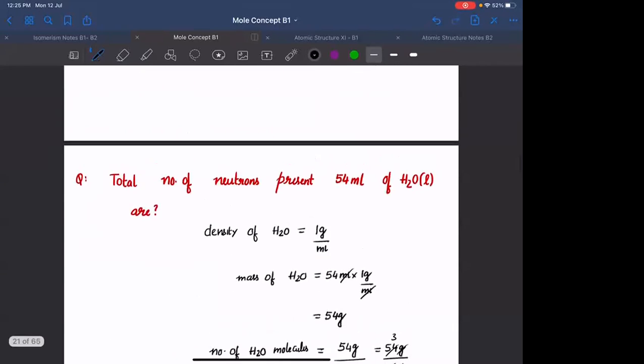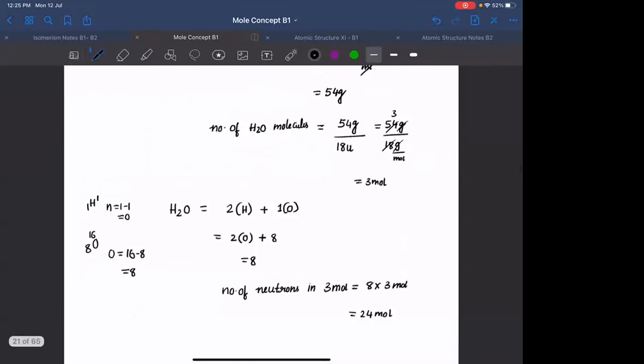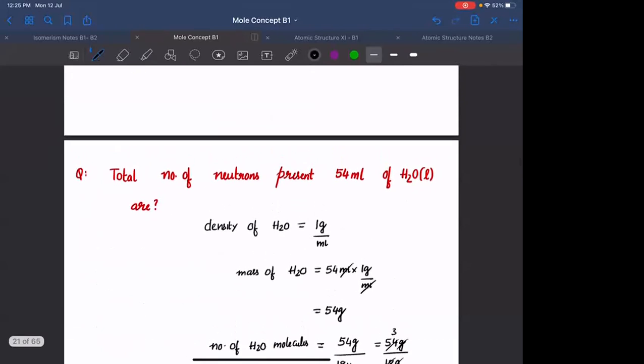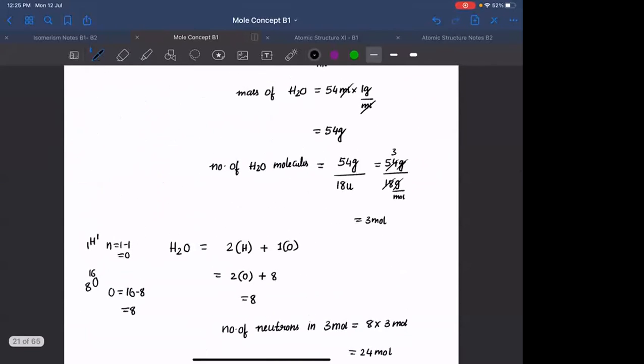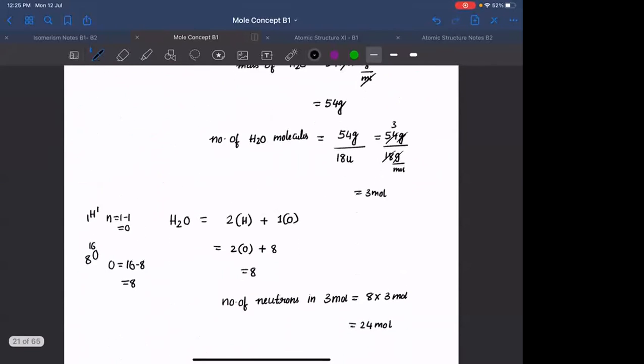I hope these questions are easy for students who are doing this for the second time. But for the students who are doing it for the first time, please understand how I am solving the questions. If you want number of neutrons, first analyze the number of neutrons in one molecule of H2O. Calculate the number of molecules, multiply number of molecules with number of neutrons per molecule. That is what we have to do, right?